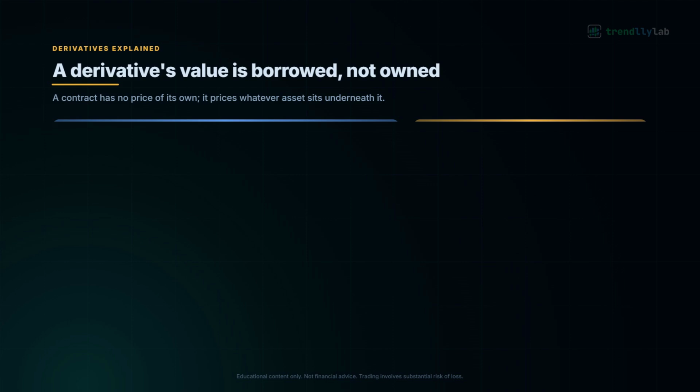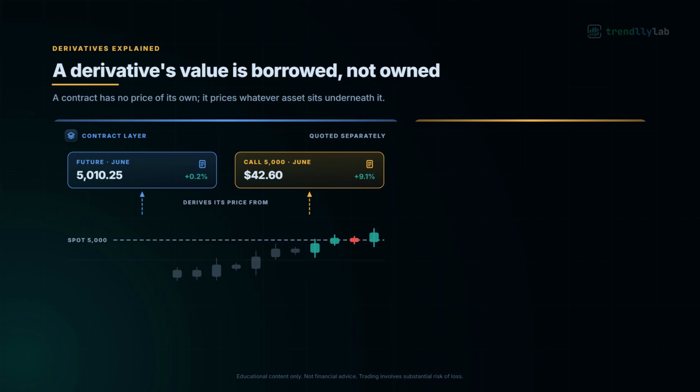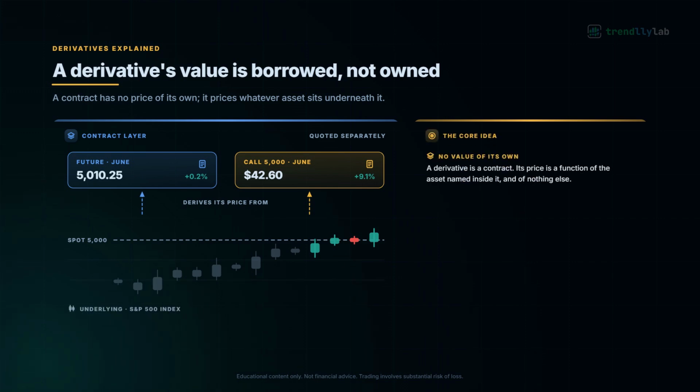Look at the two layers. The contract layer is quoted separately. A June future at 5,010 and a quarter, up 0.2%, and a June 5,000 call at $42.60, up 9.1%. Both derive their price from the layer below. That layer is spot at 5,000, and the underlying is the index itself.